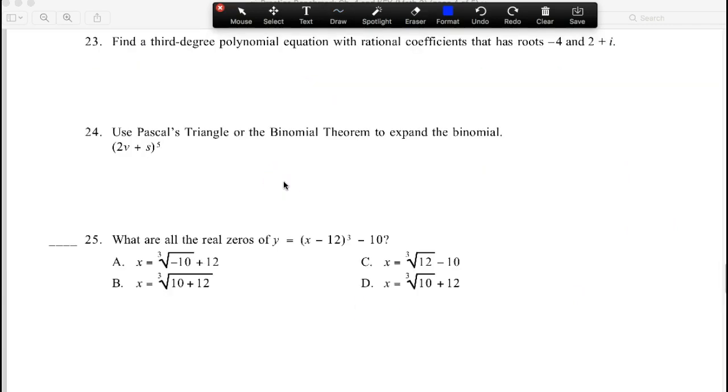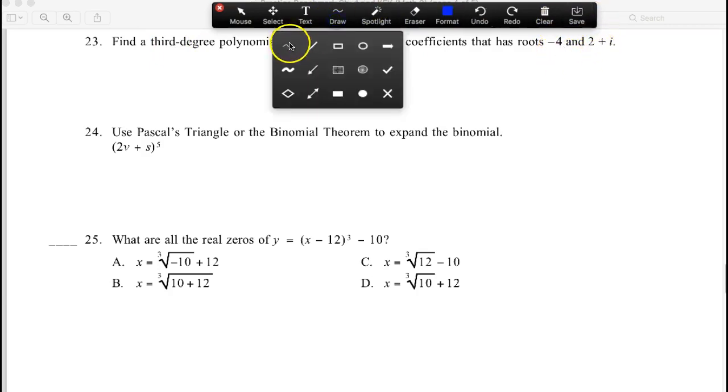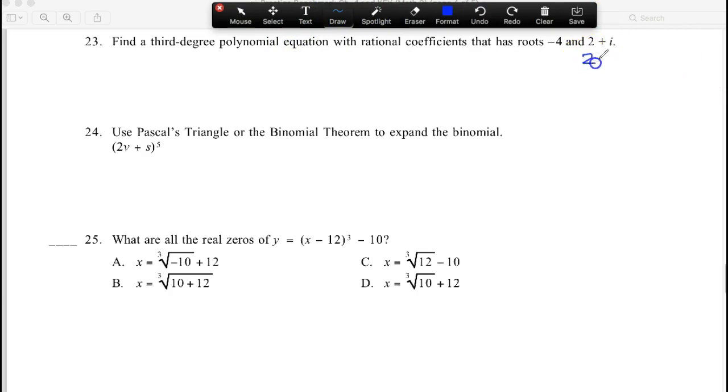All right, find a third degree polynomial equation with rational coefficients, and it has these for roots, negative 4 and 2 plus i. Well, if it's a third degree polynomial, it needs 3 roots. So if negative 4 is one of the roots, 2 plus i is a root, I also know I have to have its conjugate 2 minus i as a root, okay? So I know that these are both roots.